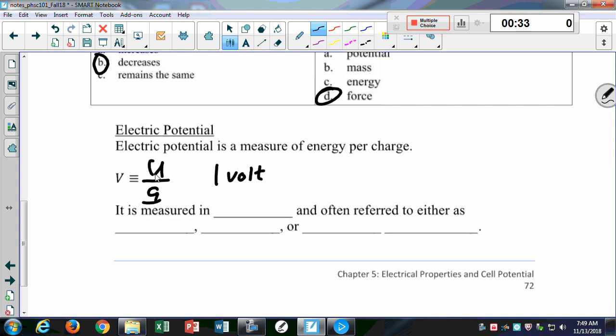So the unit for this is going to be the volt. That's like the volt that we have, like there's 120 volts in our outlet. It's a measure of energy per charge. And a volt is 1 joule per coulomb. Remember, joule was our unit for energy or work, and coulomb is our unit for charge.